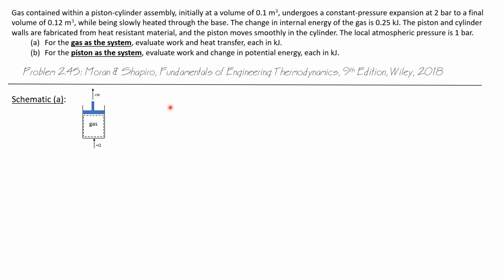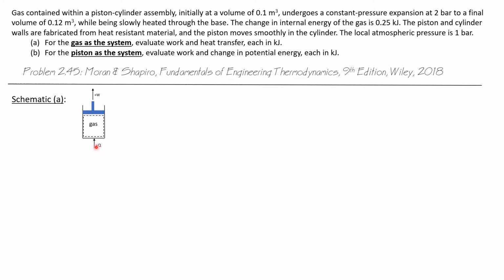Let's lay out our storyboard. We have a piston cylinder assembly, and whenever I have a piston cylinder assembly that is undergoing a constant pressure process, I like to draw the cylinder vertically to indicate that it is a constant pressure process. And I've drawn my boundary line around the gas, indicating that for part A at least, the gas is the system, the cylinder and the piston are not part of the system.